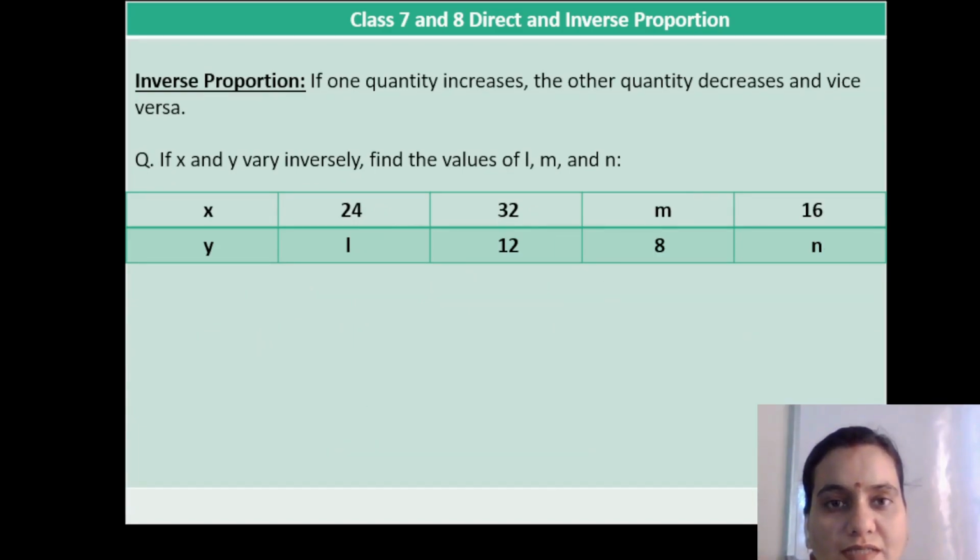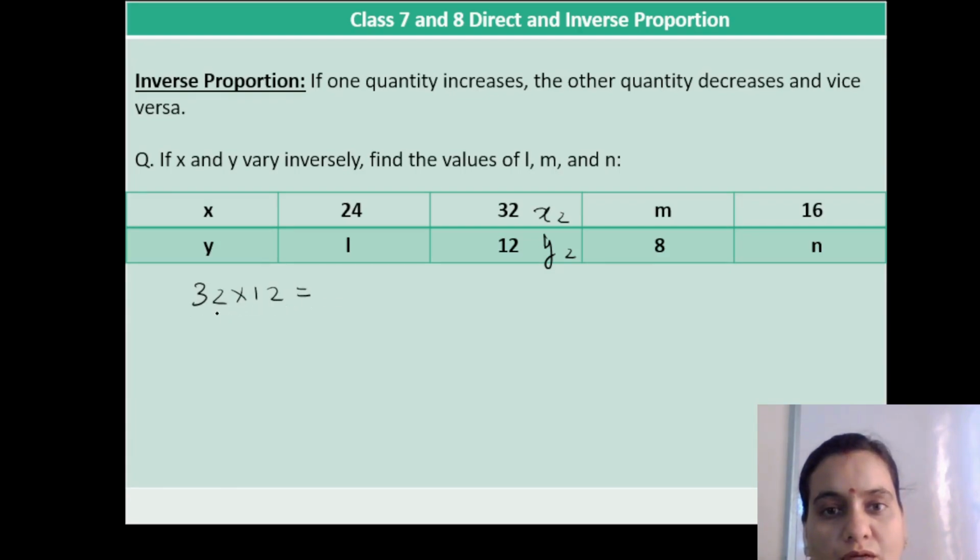So here the question says, if x and y vary inversely, find the value of L, M and N. Again we can use these two values x2, y2, which are given to us. We can find their products first. So 32 into 12, if we do, what will it be?